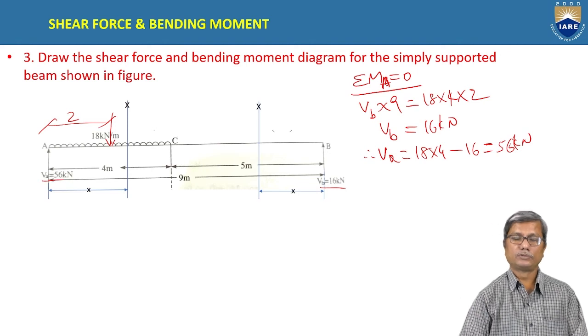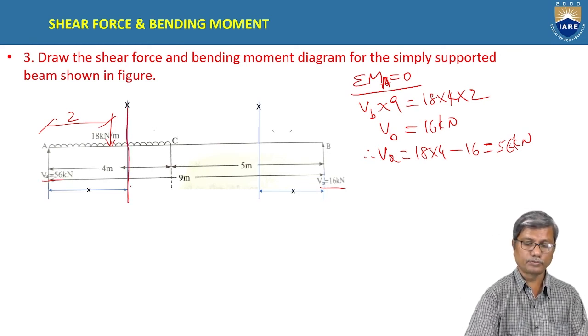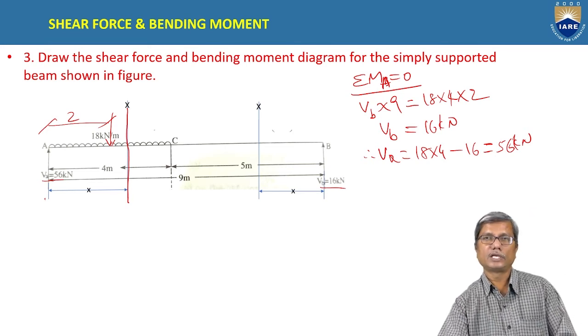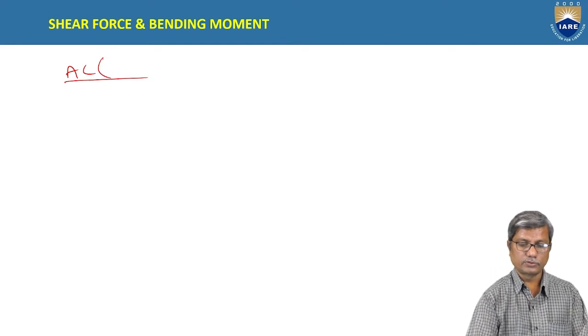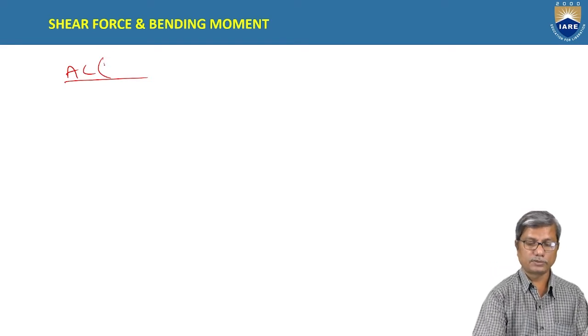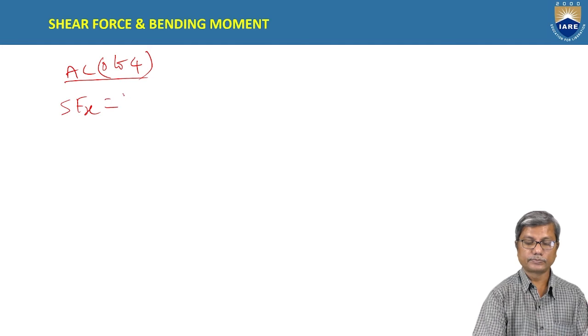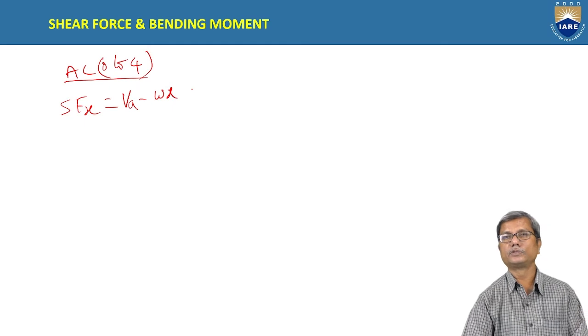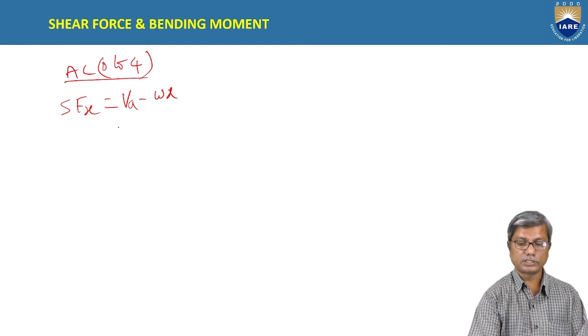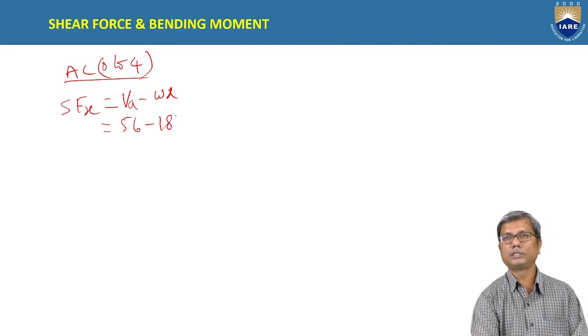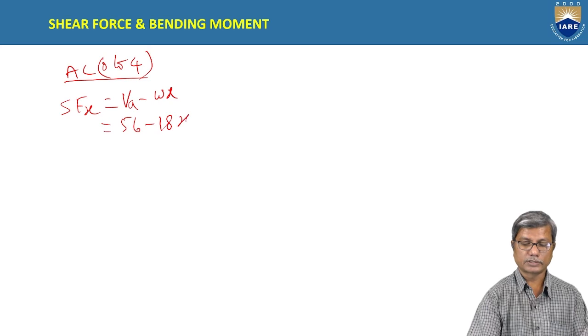For X, we have considered section X here in portion AC with origin at A. Considering the left hand side, the limits for X here are from 0 to 4. Now the shear force at section X is VA minus W into X. W means here the intensity of loading. What is VA? 56, and the intensity of loading is 18 X.